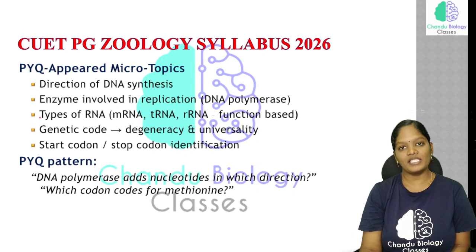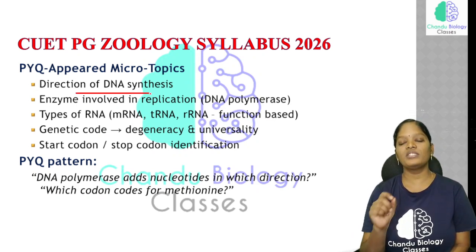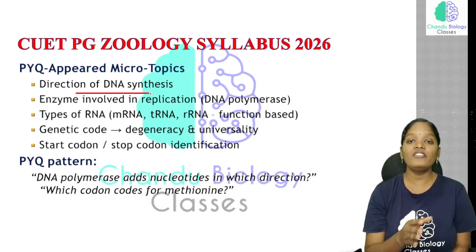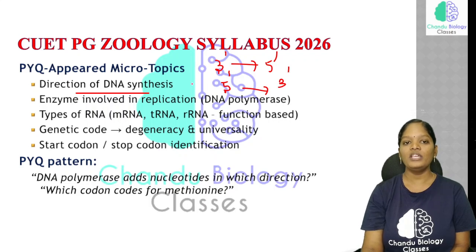So where can we expect a question? Direction of DNA synthesis. Just keep a note of that. DNA synthesis will always be in the 5' to 3' direction. The parent strand will always be in the 3' to 5' direction, and the synthesis of DNA will always be in the 5' to 3' direction. So this is where we can expect a question, and many students face difficulty in remembering these things. And what are the enzymes involved in replication?